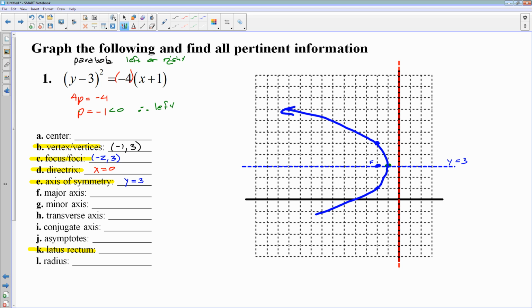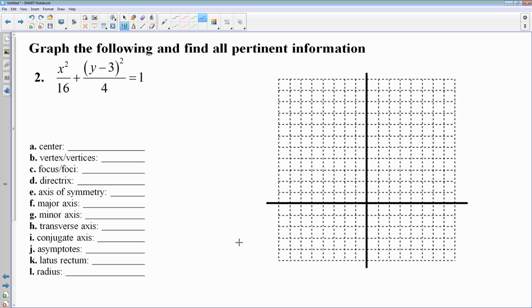All right, so there is the parabola, and the latus rectum is the width across the focus, and that is a width of 4 units. So my latus rectum is 4. So there we go. That's the parabola.